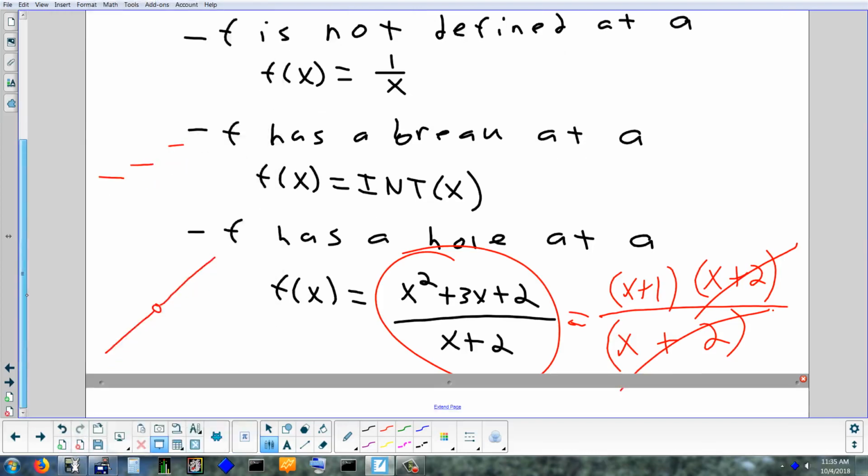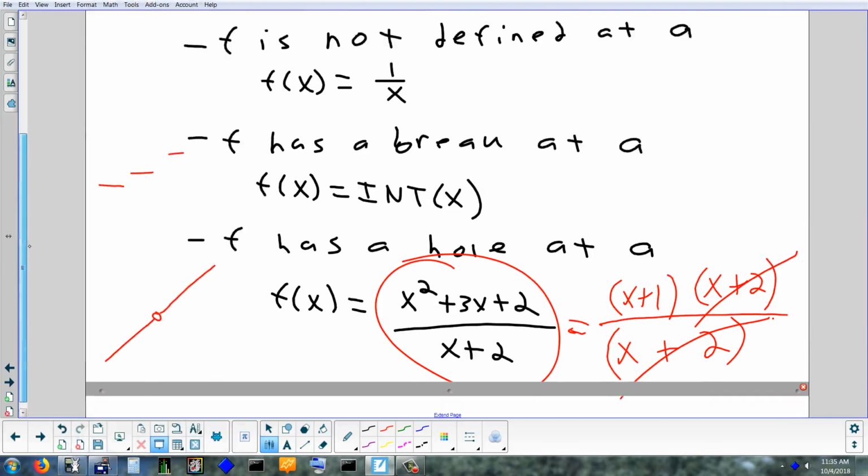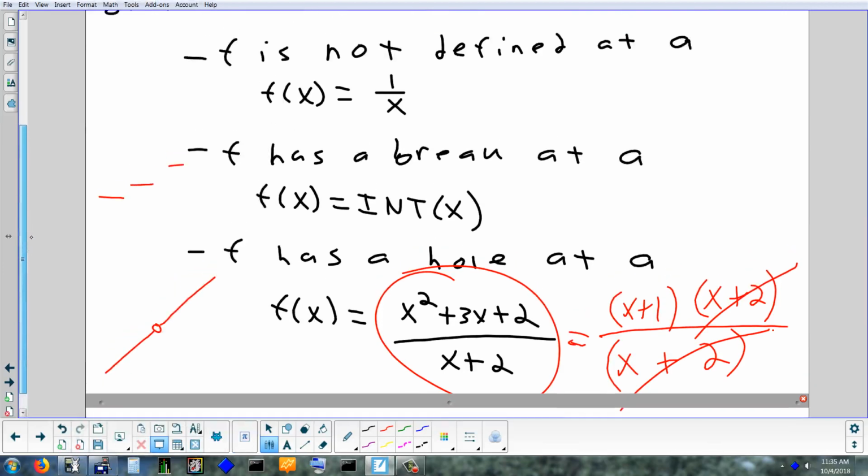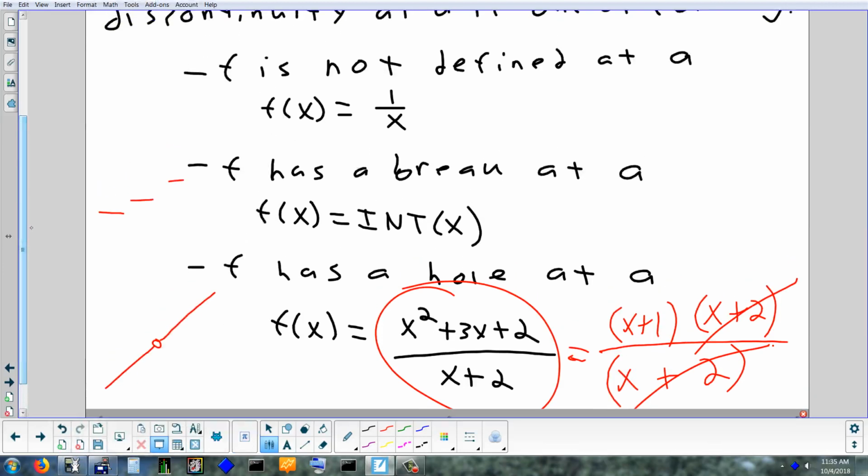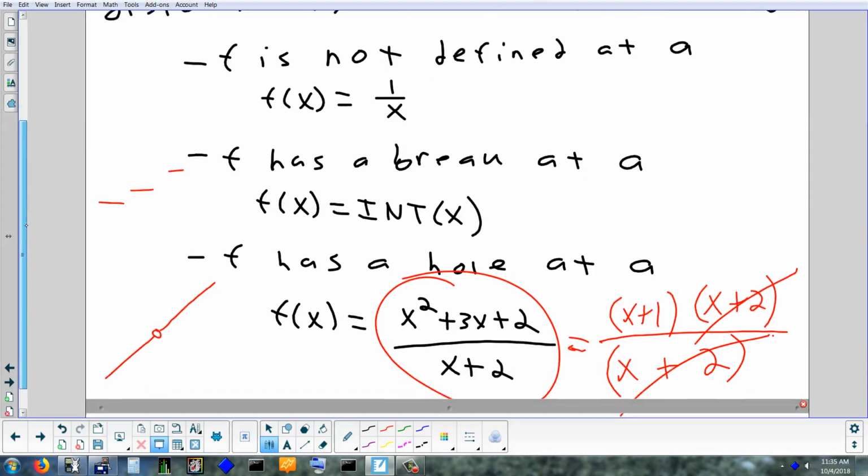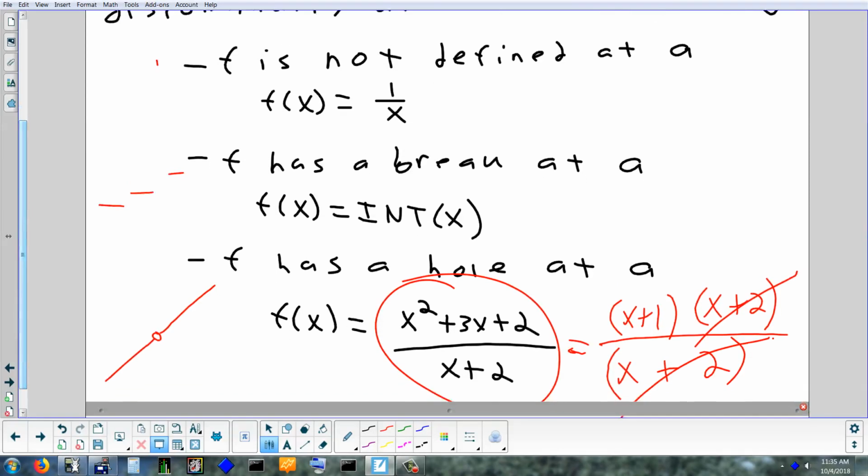So wouldn't the third condition, having a hole, and the x being not defined be two things that you could technically put together as one? Because in both situations you can't do that because of dividing by 0. Yeah, these two are both basically dividing by 0. The only difference between them is this one factors into something that's exactly the same in the top and in the bottom. So that's how you know you have a hole. If the top factors into exactly what's in the bottom, that's when you have a hole.